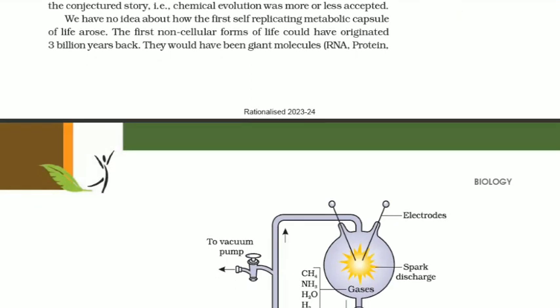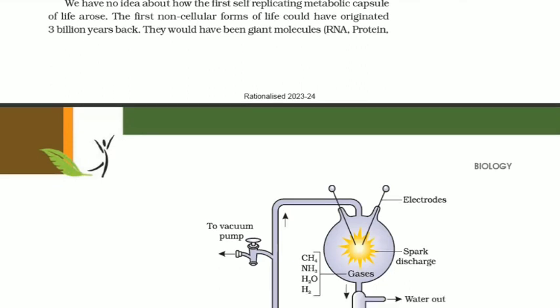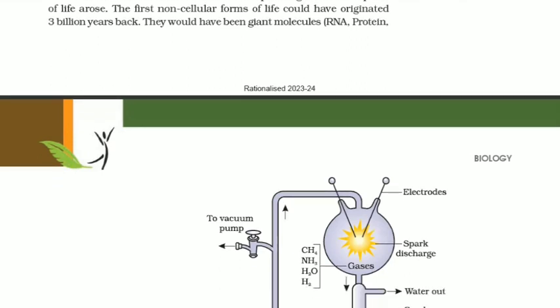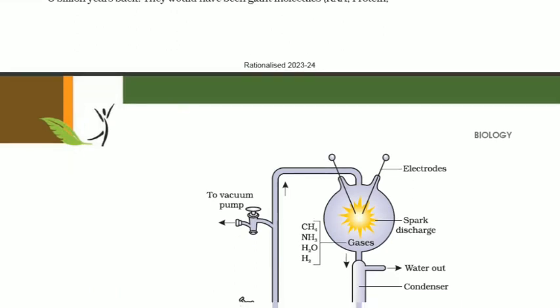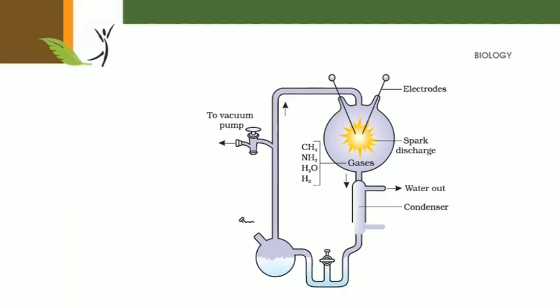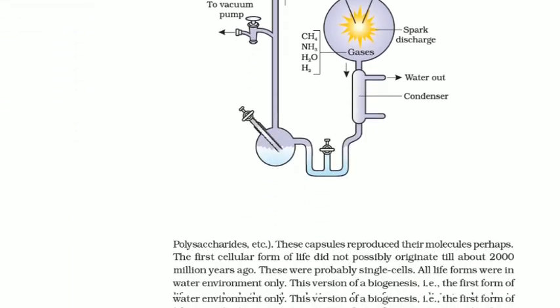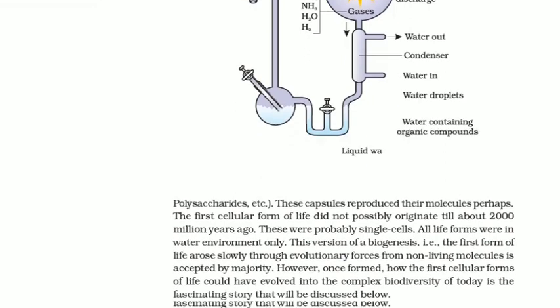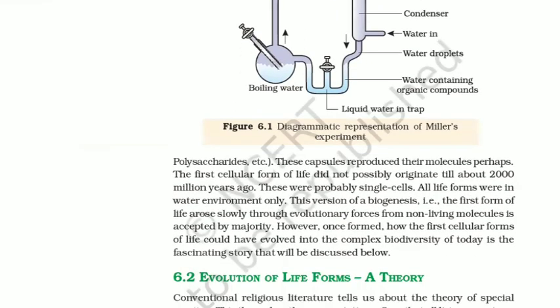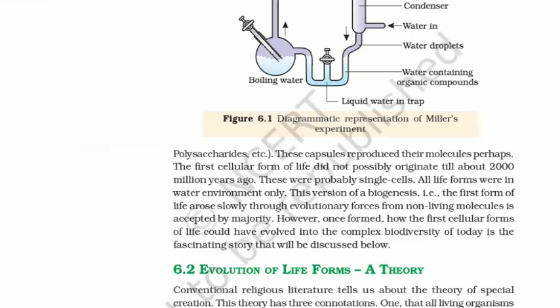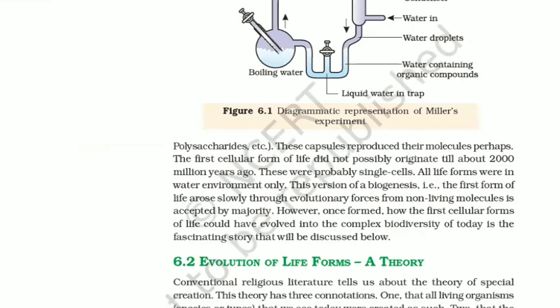We have no idea about how the first self-replicating metabolic capsule of life arose. The first non-cellular forms of life would have originated 3 billion years back. They would have been giant molecules, RNA, protein, polysaccharides, etc. These capsules reproduced their molecules perhaps. The first cellular form of life did not possibly originate till about 2000 million years ago.